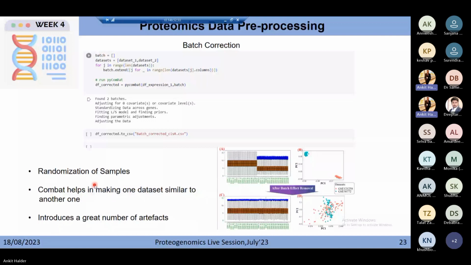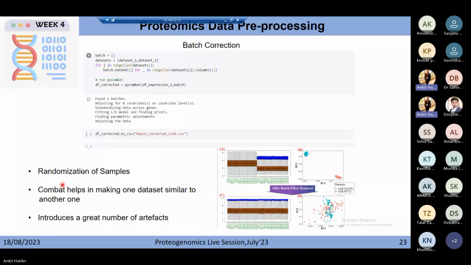So this is how ComBat works. If you run ComBat, it will automatically find out how many batches there are on the basis of the variances and covariances in your data set, and then it will adjust your data, fit your model, and give you corrected data. So this is an important step.